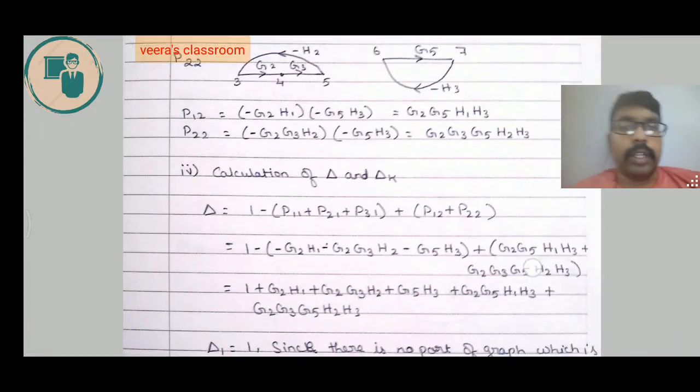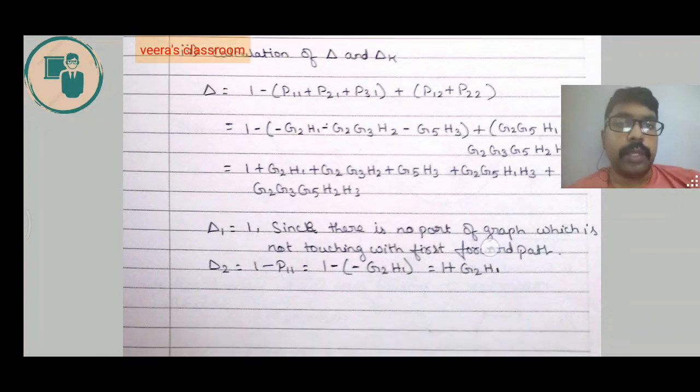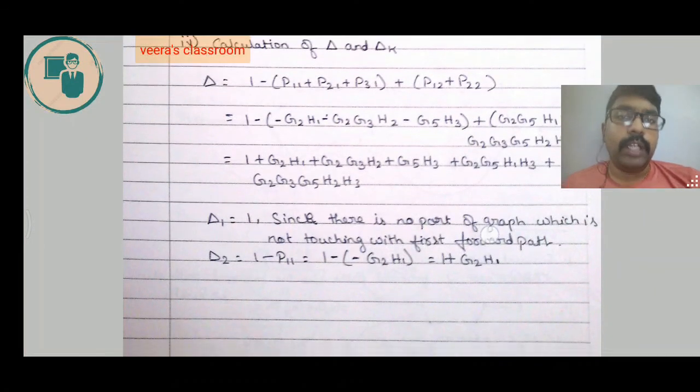So when you write the formula, del 1 is equal to 1, because there is no part of the graph which is not touching the first forward path. Del 2 is equal to 1 minus p11, because p11 is not touching this forward path. The value of p11 is minus g2h1, so del 2 is equal to 1 plus g2h1. So we have found the value of del 1 and del 2.